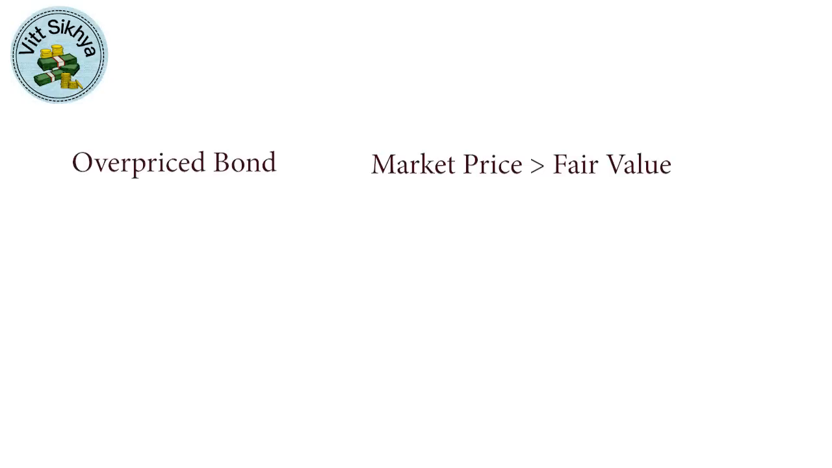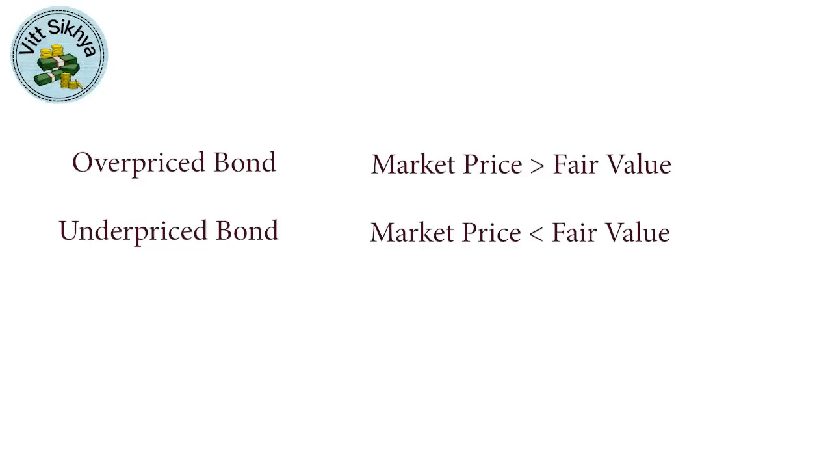Before we jump into calculations, let's quickly see what overpriced and underpriced mean. Overpriced bond: if a bond's market price is higher than its fair value, it is considered overpriced. This means you're paying more than what it's worth based on expected returns. Not a great deal unless you have a specific reason. Underpriced bond: if a bond's market price is lower than its fair value, it is underpriced. This could be a good buying opportunity because you're getting the bond at a discount.